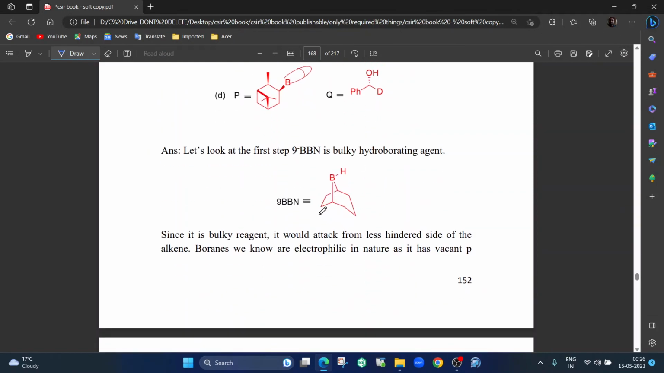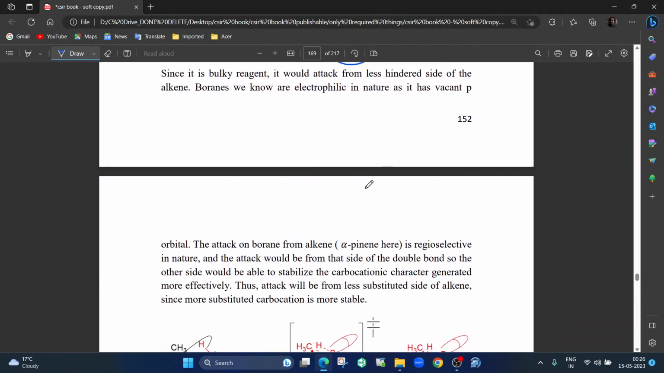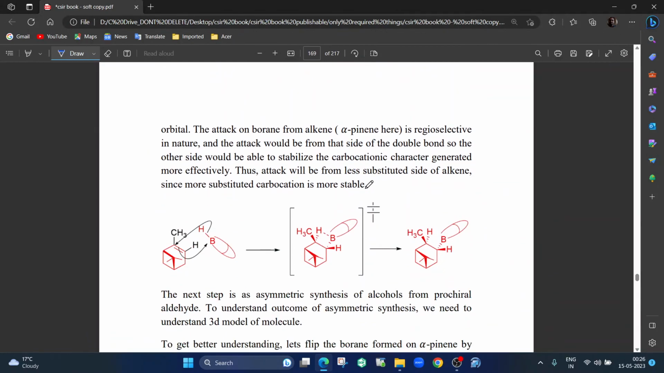So this is 9-BBN. It's very bulky. It's used for getting stereoselectivity when you do reduction using boranes. If you use diborane, B2H6, BH3 THF or BH3 diethyl ether, you get less stereoselectivity because they are not very bulky. So to improve the stereoselectivity, we use this 9-BBN. Okay. So now we have this molecule.